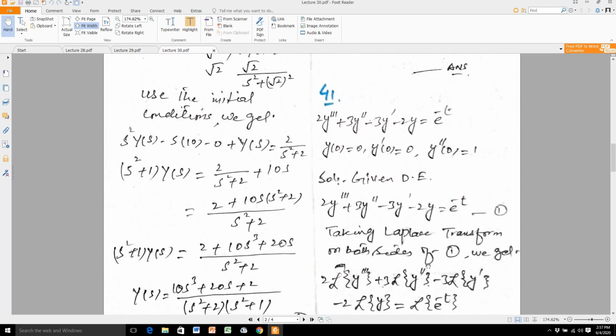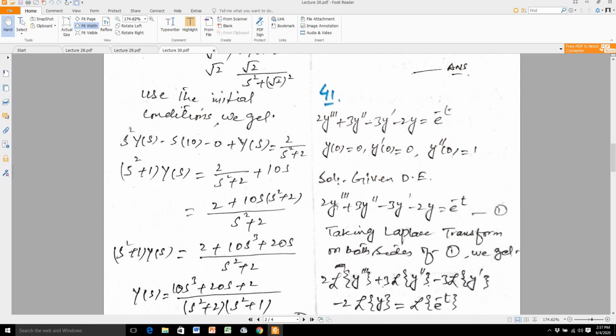Now we solve question number 41. I choose those questions which I feel are somewhat difficult for you, so I am solving them here. 2y triple prime plus 3y double prime minus 3y prime minus 2y is equal to e raised to the power minus t. Y of 0 is equal to 0, y prime of 0 is equal to 0, and y double prime of 0 is equal to 1. So we start our solution.